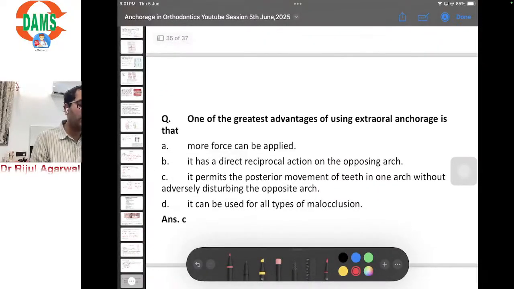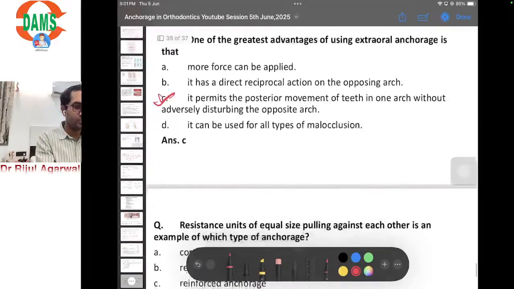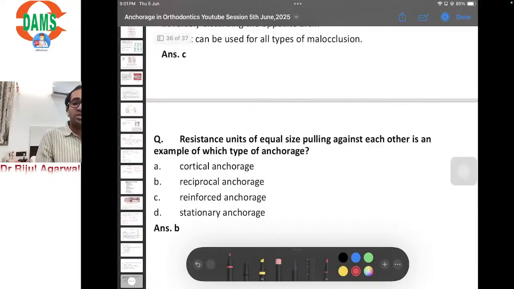Next, one of the greatest advantages of using external anchorage is that, okay, so more force can be applied. No, in anchorage you don't need to apply force, we need to preserve it. Direct reciprocal action on the opposing arch omits the posterior movement of teeth in the arch without adversely disturbing the opposite arch. Next, resistance units of equal size pulling against each other is an example of which type of anchorage. So equal size, again keyword, always pay attention to keywords, then only you can answer it. So it's an example of reciprocal anchorage.